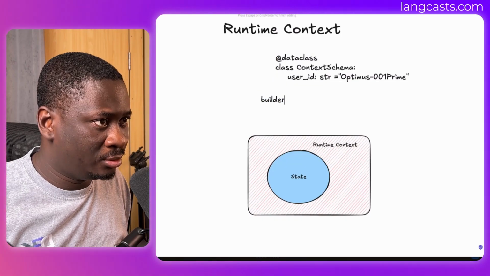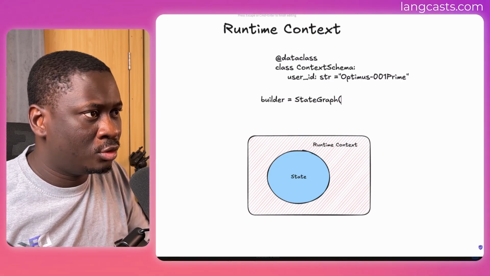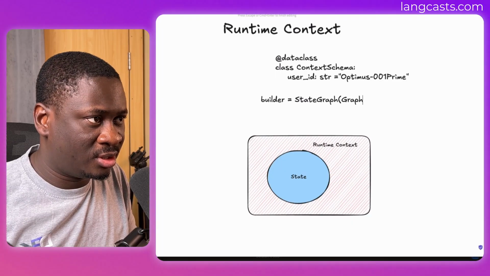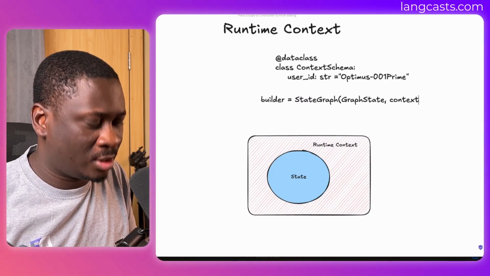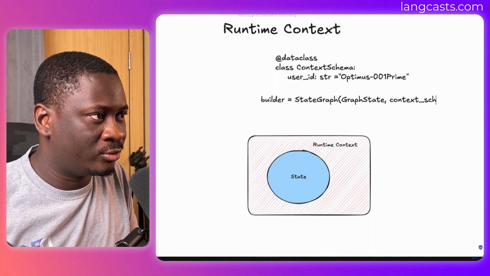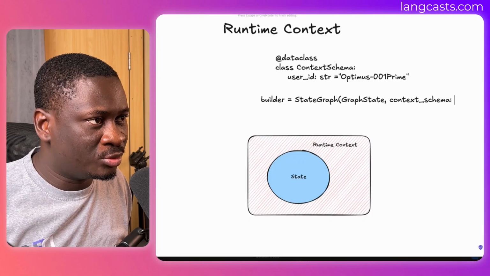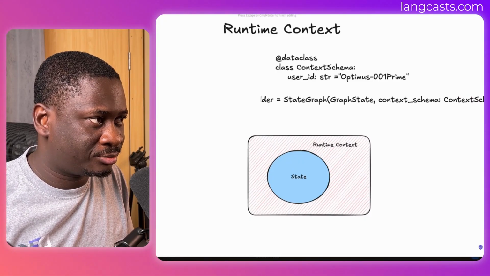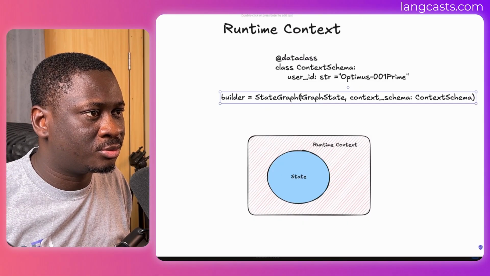So when you say builder, state graph, obviously you want to pass your state schema first. So let's say graph state. But then you need to pass a context schema. If you want to use runtime context, you need to pass the context schema, and that's going to be set to your context schema class. Bring that in.